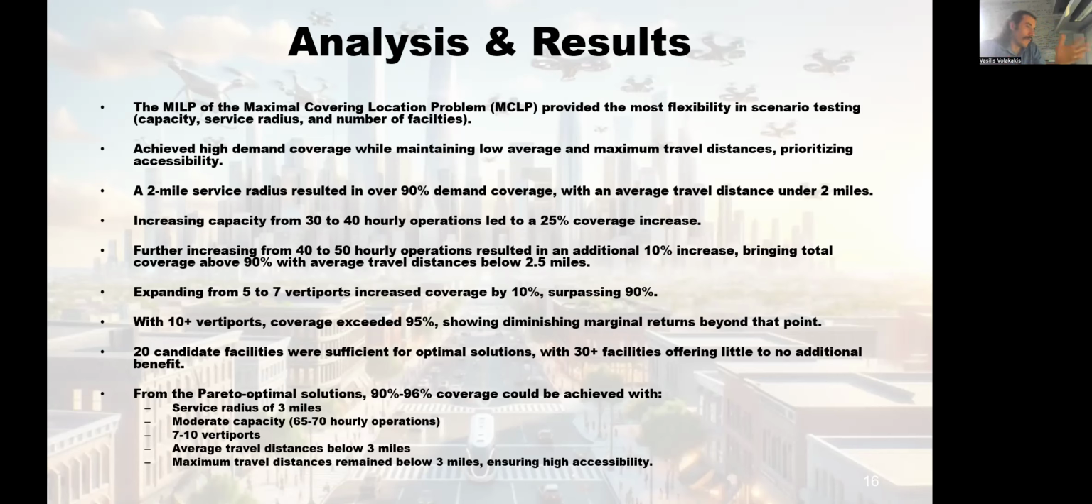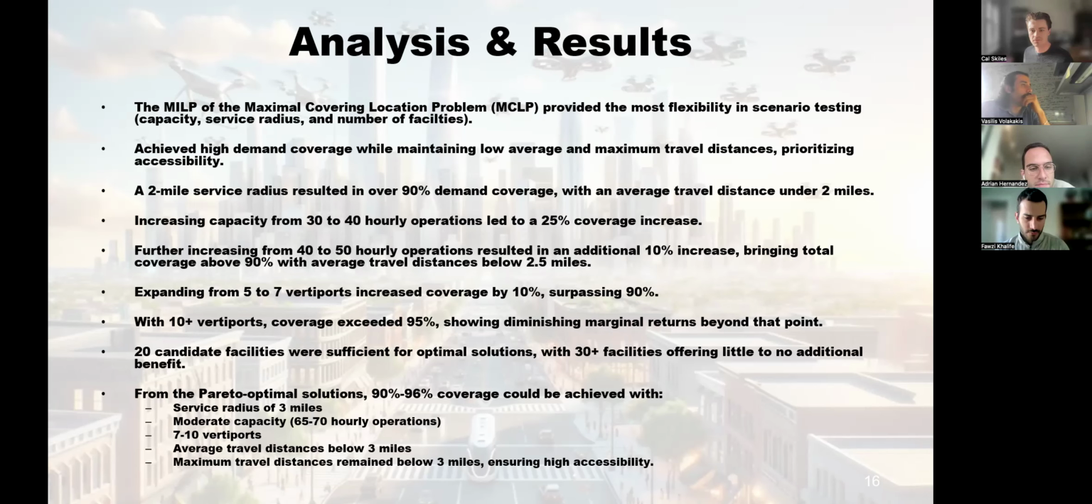And from the Pareto optimal solutions that you will see on the next slide, 90 to 96% coverage could be achieved with a service radius of 3 miles, a moderate capacity, 65 to 70 hourly operations, and 7 to 10 vertiports, an average travel distance below 3 miles, which is a potentially acceptable accessibility measure, and maximum travel distances also below 3 miles.